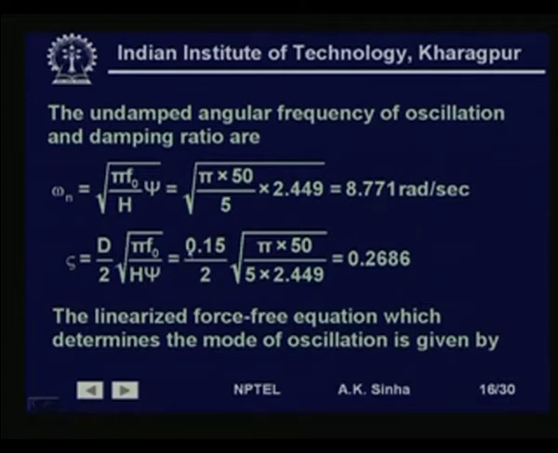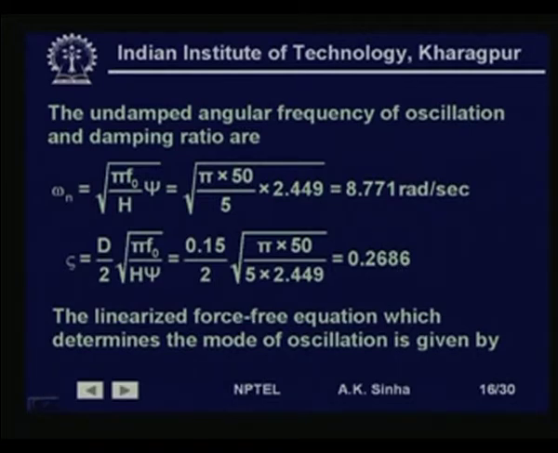This is equal to 0.15 by 2. This is the value of D that we have said we are using. Square root of pi into 50 divided by 5, the H value, into psi, 2.449. So, this comes out to be 0.2686. So, the damping coefficient is 0.2686.